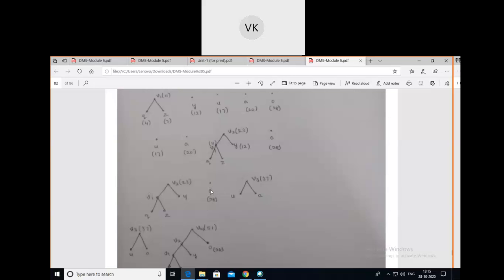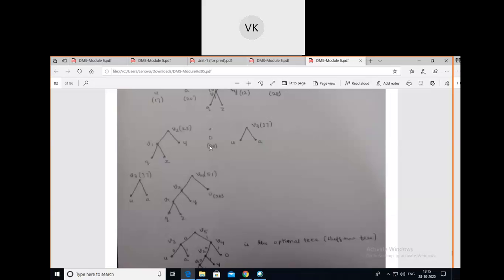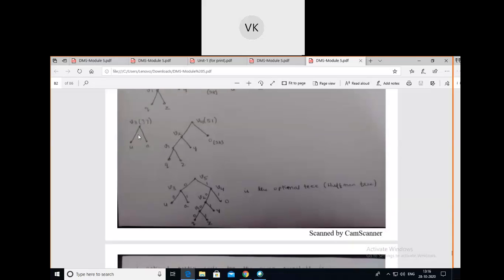Again I need to combine two nodes with least weights. In this V2 and O are there. I'm going to club these two together and getting the new weight. That is 23 plus 28, which is 51, and naming it as V4. In the increasing order, V3 will be the first and V4 will be the second. Here only two things are there.